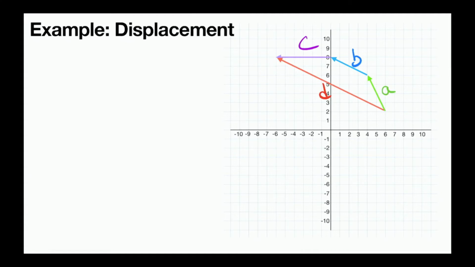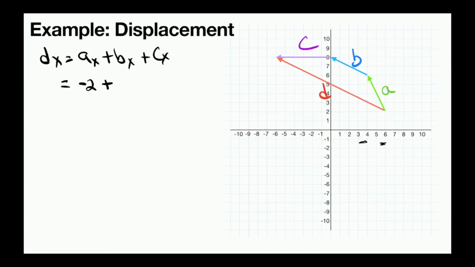It doesn't matter how many vectors we add up, it's all the same thing. We just add the x components, add the y components, and that gives us our resultant vector. So for vector D, the x component is the x component of A plus the x component of B plus the x component of C. For A, the tail started at 6, the head ended up at 4, so the total x component is -2.